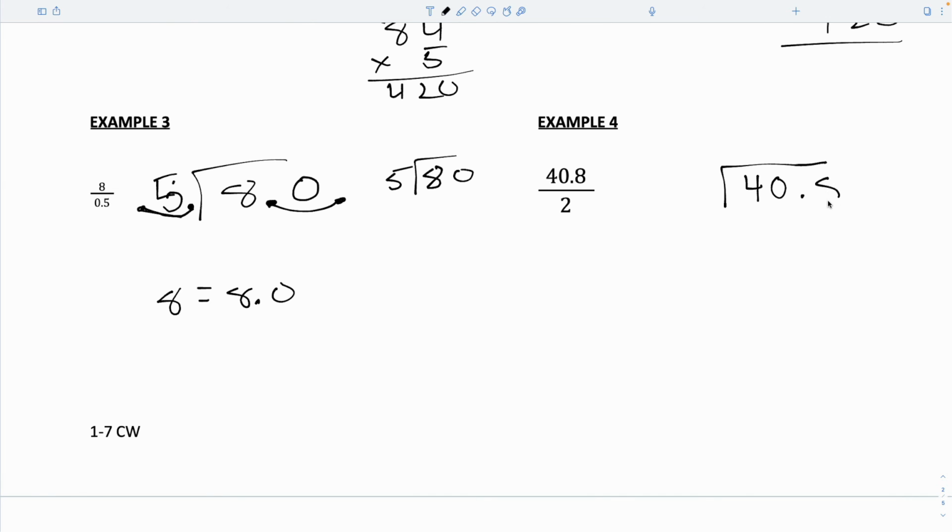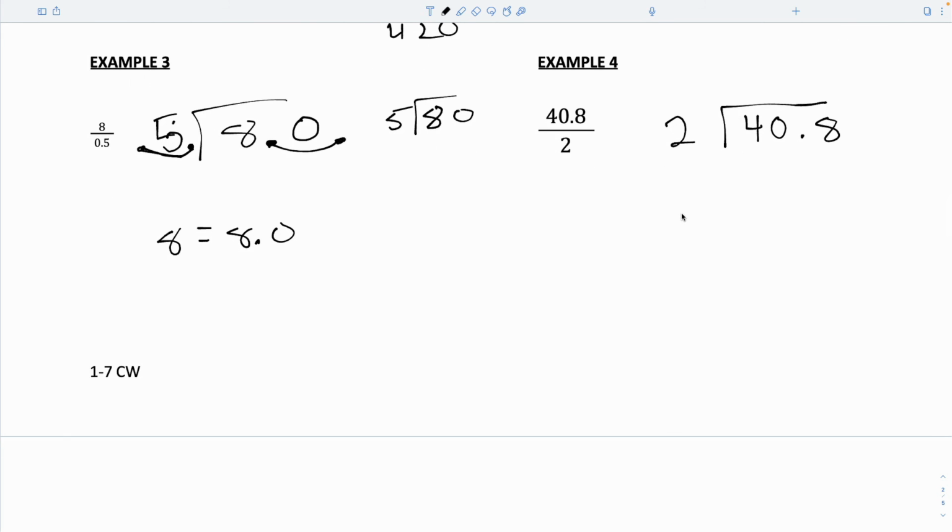Yeah. Okay. There are no decimals with the 2. Do I have to move a decimal at all? Tessa, what do you think? Why not?